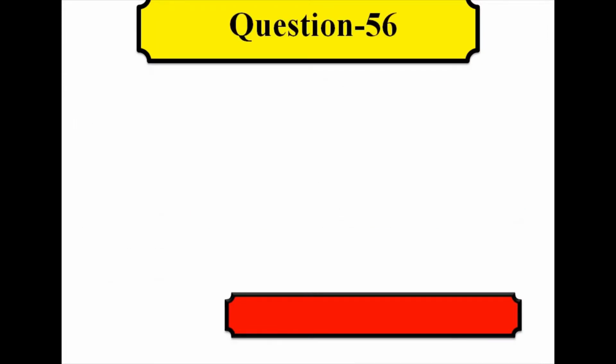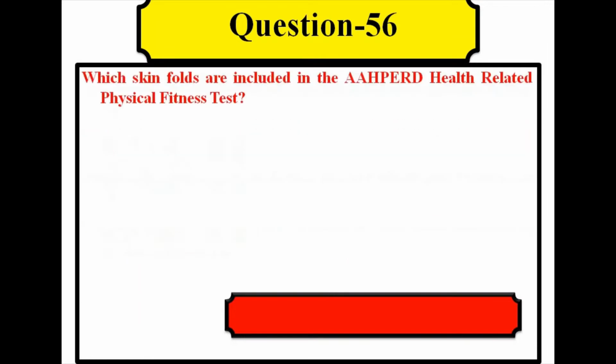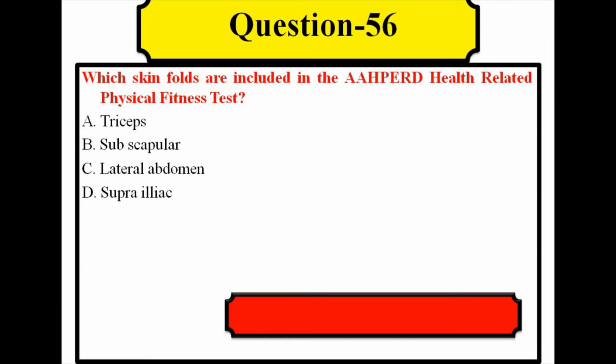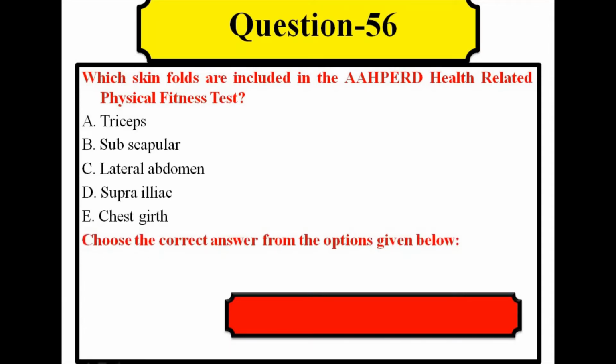Question 56. Which skin folds are included in the offered health-related physical fitness test? A. Triceps. B. Subscapular. C. Lateral abdomen. D. Suprailiac. E. Chest girth. Choose the correct answer from the options given below.